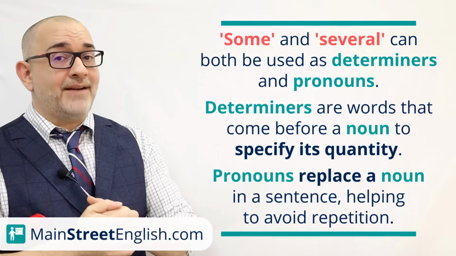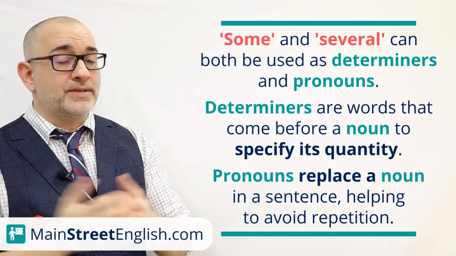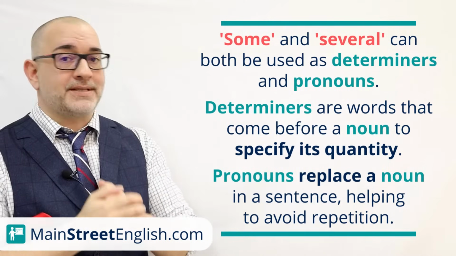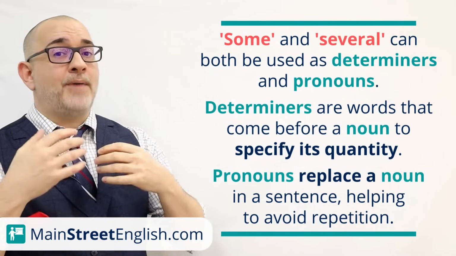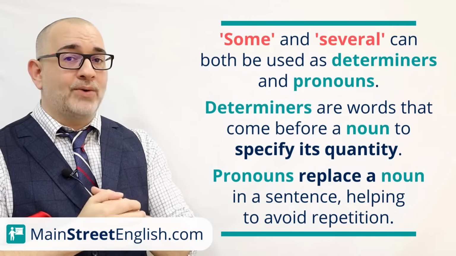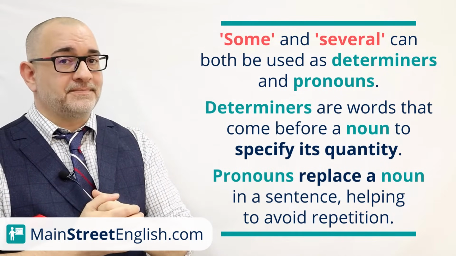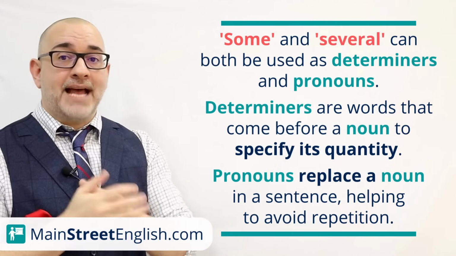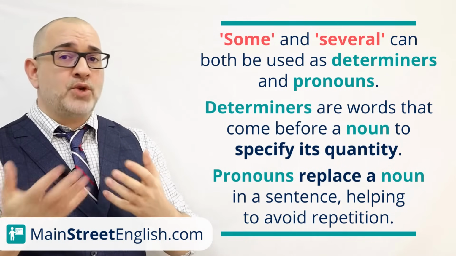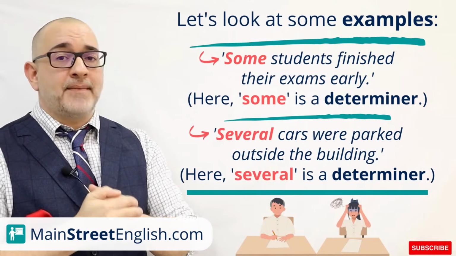Some and several can both be used as determiners and pronouns. Determiners are words that come before a noun to specify its quantity. Pronouns replace a noun in a sentence, helping to avoid repetition. Let's look at some examples.